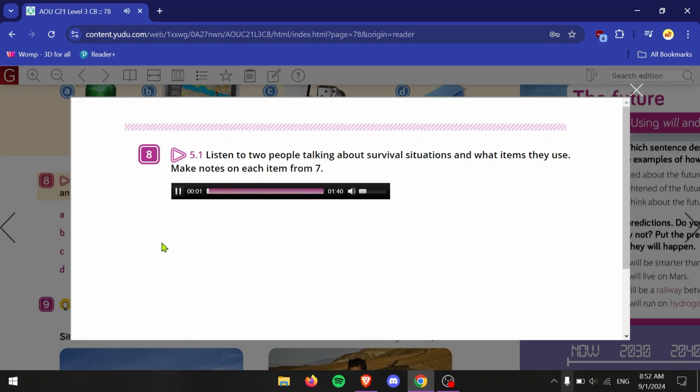So, what do you think is useful in a survival situation? What do you mean? Like being in the desert? Yes, or on a mountain in the snow, that sort of thing. Well, in the desert, the most important thing is to have enough water. So I think a water bottle is the most useful.